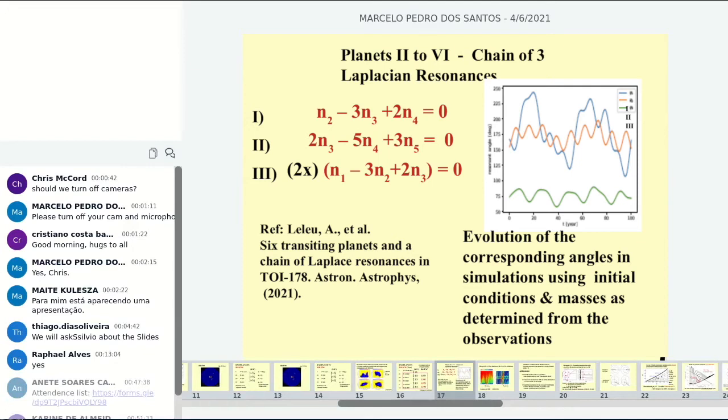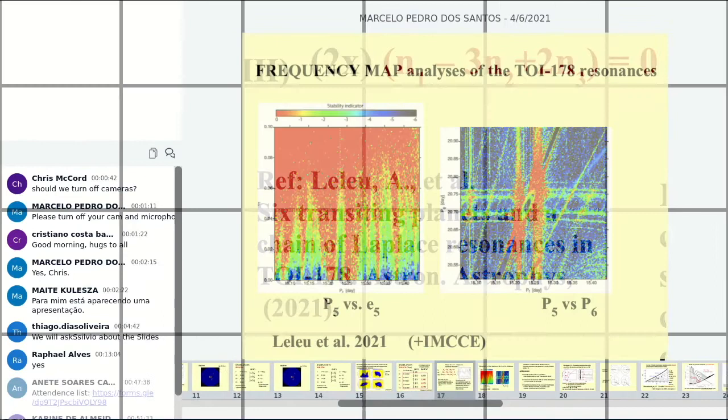And they have done integrations of about 10 million years. And with these integrations, sorry, 10,000 years. And in 10,000 years, you see that these angles are oscillating about a central value. So we have a periodic solution, and the real system is a solution that is oscillating around the periodic solution. So next one.